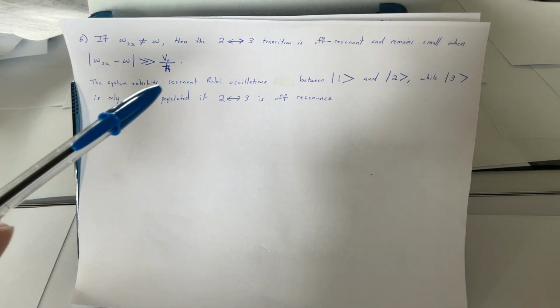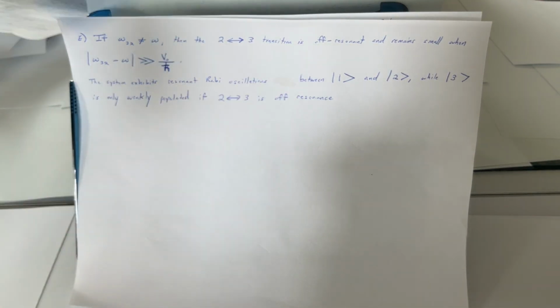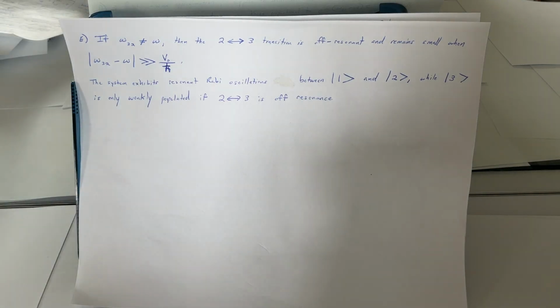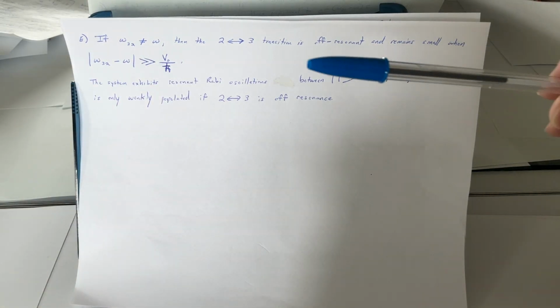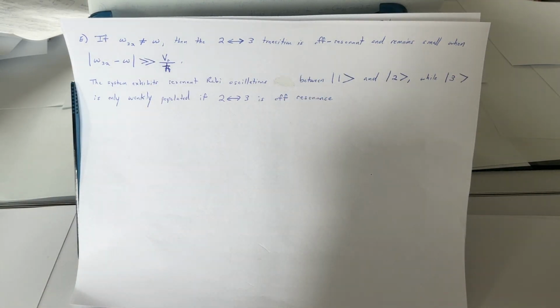The system exhibits resonant Rabi oscillations between ket 1 and ket 2, while ket 3 is only weakly populated if 2 couples to 3 is off resonance.